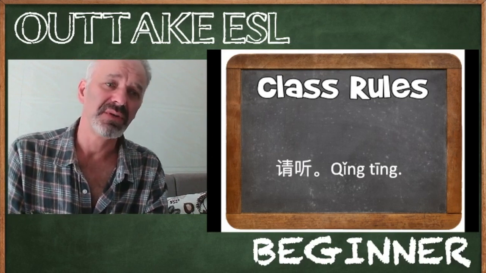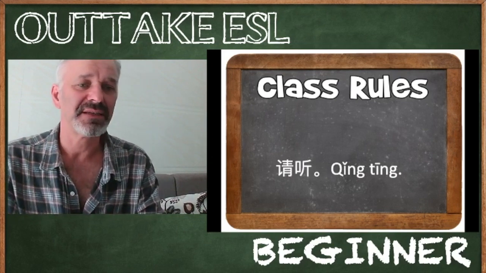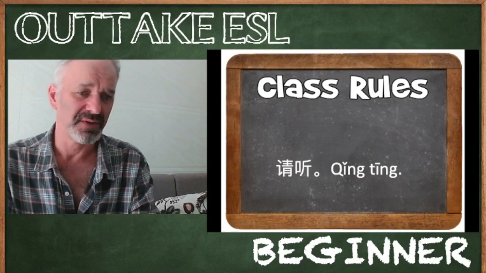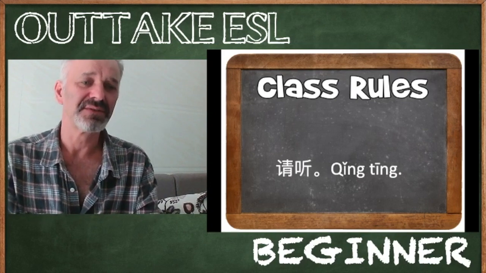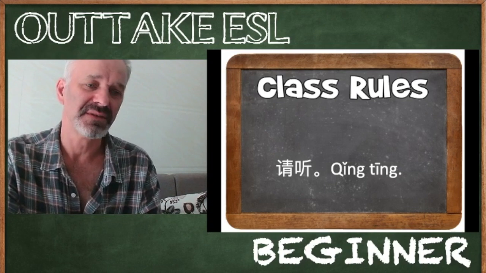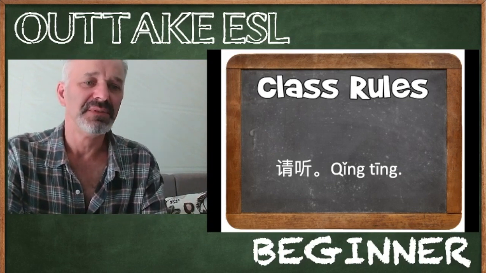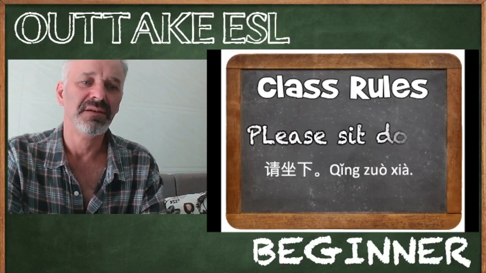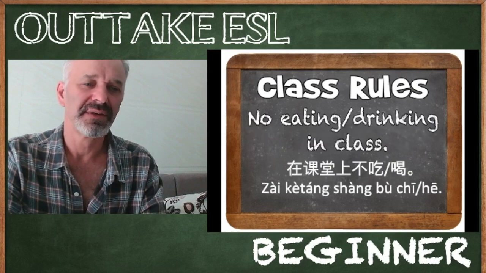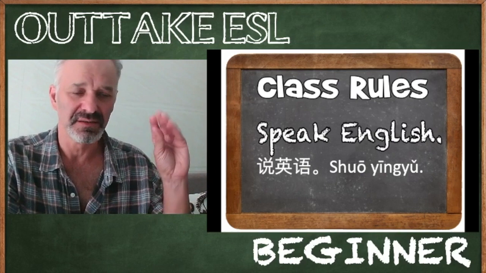I like to review class rules every class. Here, they should be familiar with the English for the rule. So I'll say, what's ching ting mean? Ching ting. Maybe I re-emphasize. Listen. No eating and drinking in class. And speak English. Speak English.